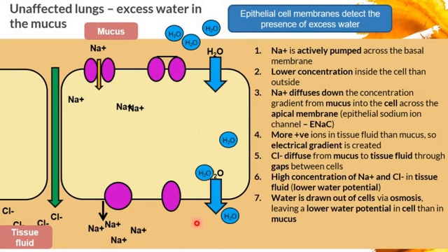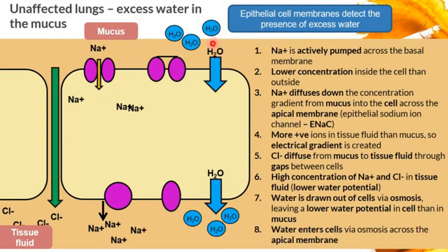And after the water's moved out, you can see now the cell has an area of lower water potential because it's lost the water that was in it before. So compared to the mucus, which is an area where there's more water molecules, so it has a higher water potential, the water is going to finally leave the mucus and enter the cell. So there is a lot of different things going on here. But as we said before, we want to pump salt out the bottom to diffuse salt in through the top.